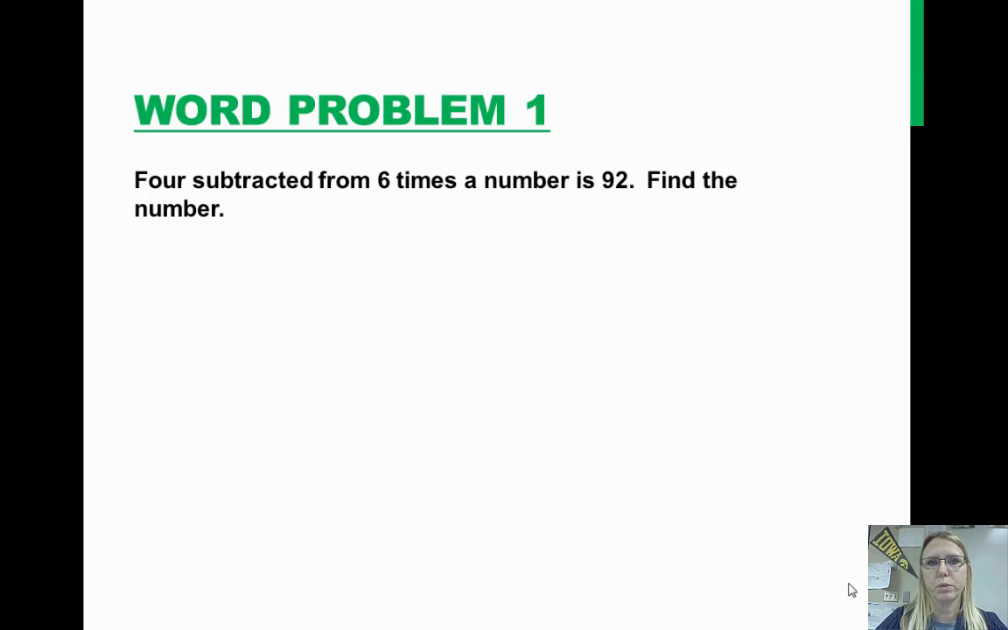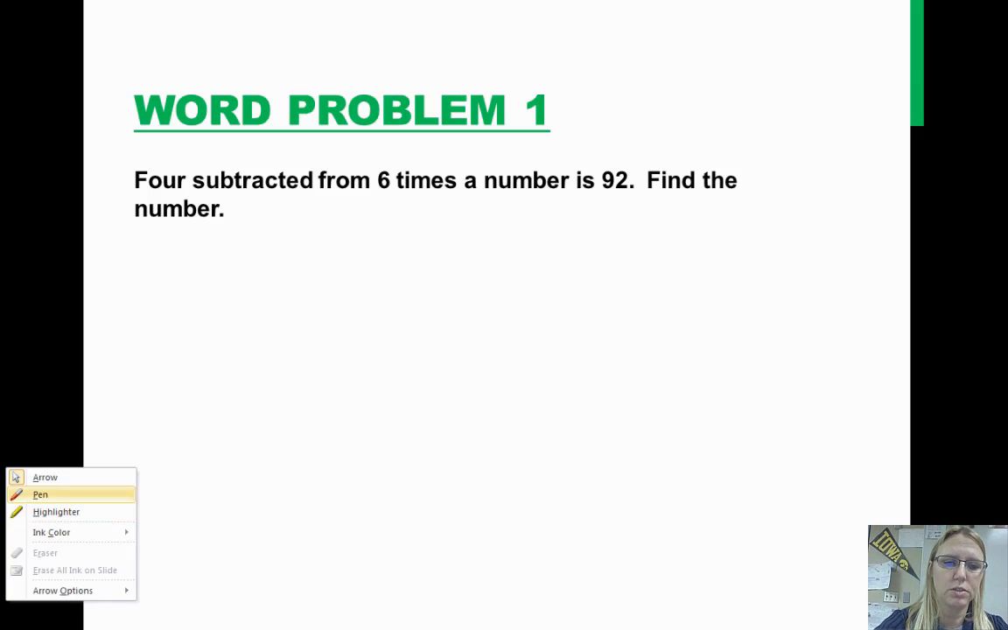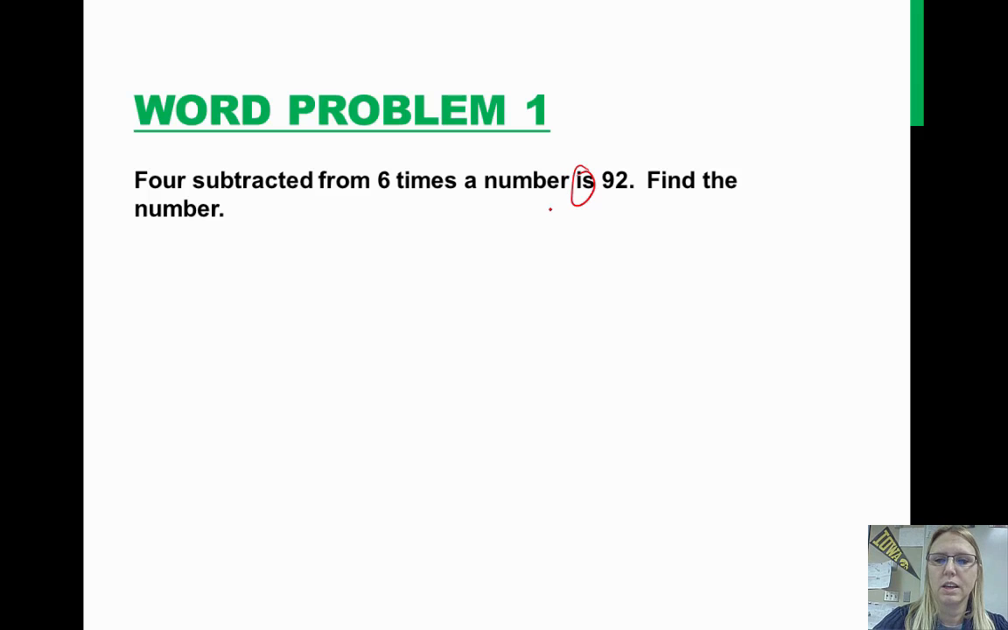So here's our first word problem that we're going to explore. 4 subtracted from 6 times a number is 92. So we need to pay attention to certain things. First of all, "is" is telling us that there's an equal sign there. So I'm going to have my equal sign right here, and I'm going to have 92 on the right. But on the left side, we need to worry about 4 subtracted from 6 times a number.